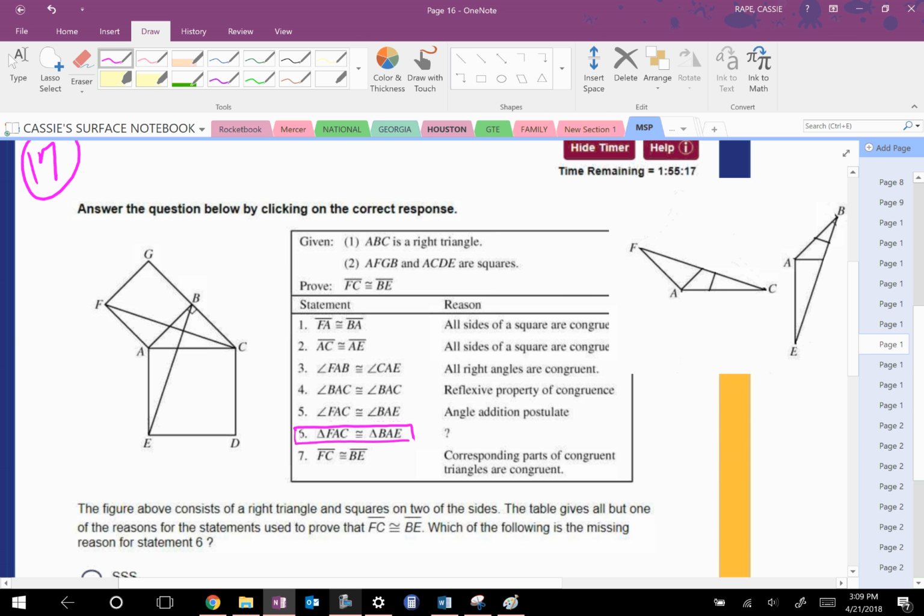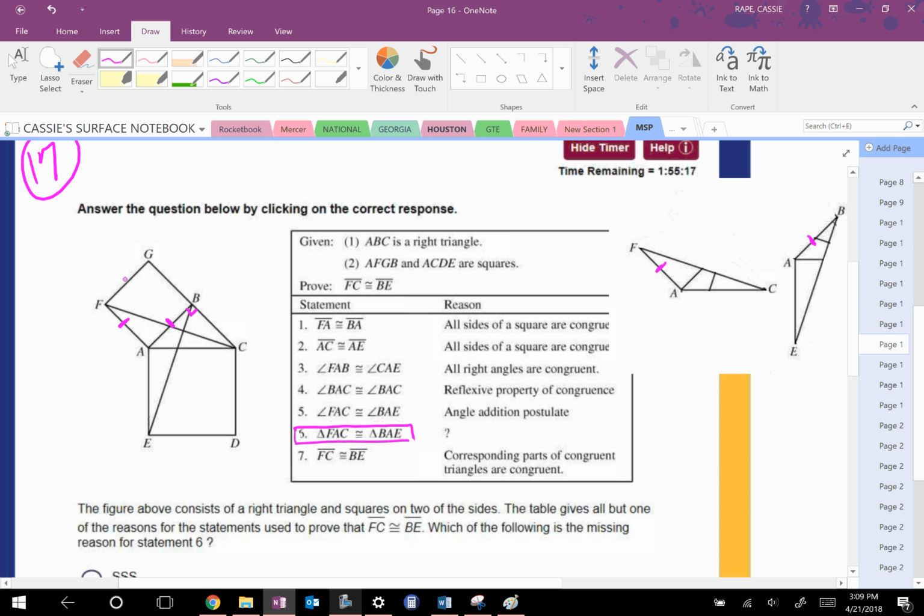The first thing we know is that ABC is a right triangle. So triangle ABC is a right triangle. That's marked already on there. Also, AFGB and ACDE are both squares. So let's go through here. If this is a square, AB is a side of the square. I just marked it there. And AF is another side of that square, so I'm marking it the same, both on the square and on the triangle that has it.